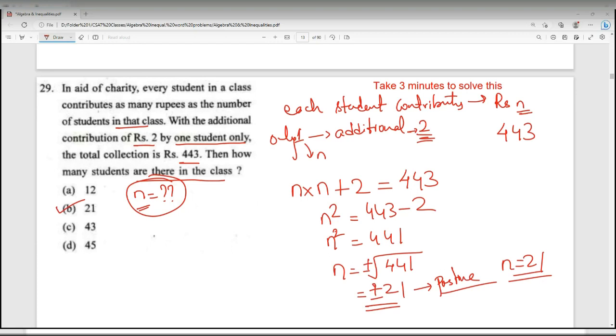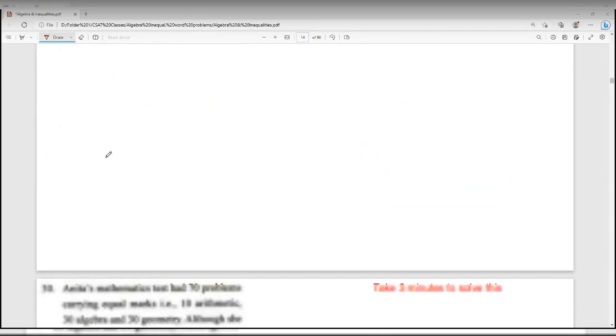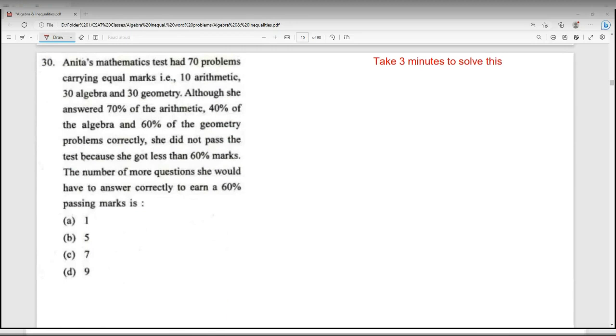So the majority have got option B. If anyone still has any query, you can please ask. I'll be happy to address your query. If there are no queries, we'll move to the next question. So take 3 minutes to solve this question.